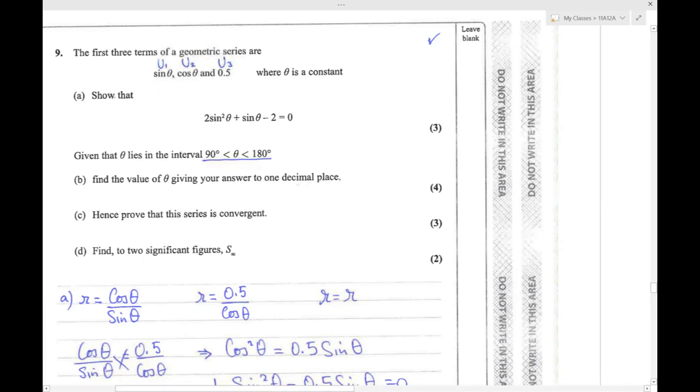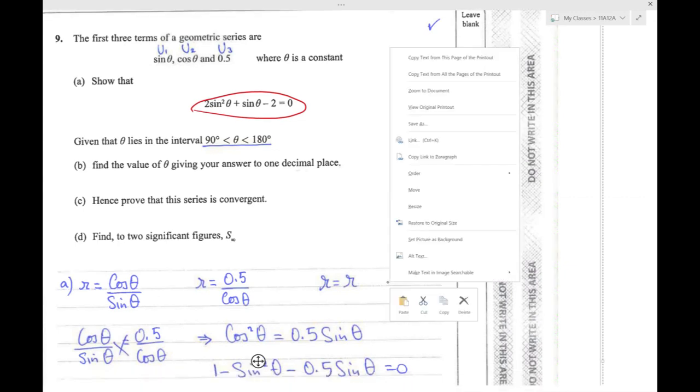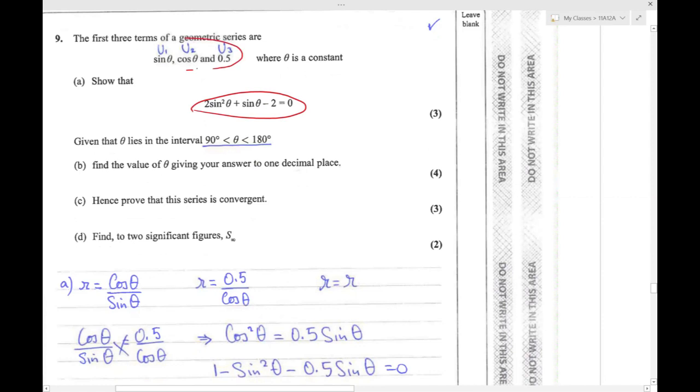The first three terms of the geometric series are sine theta, cosine theta, and 0.5. So you just start naming them, u1, u2, u3, so that you would know their places. Now show that this quadratic, you're going to reach this quadratic equation. So the first thing that you have to think of is how to combine these terms in order to get this. And since you have a geometric sequence, therefore you have to use the formulas of the geometric sequence.